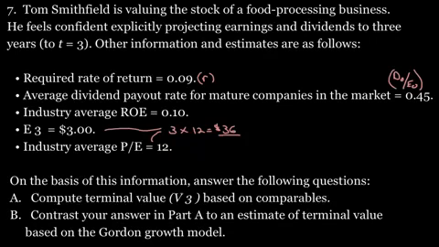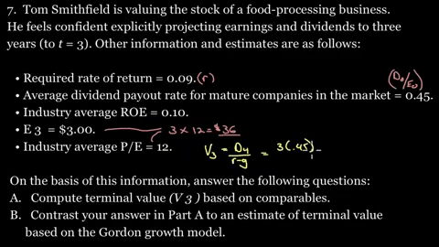Contrast your answer in part A to an estimate of terminal value based on the Gordon growth model. So, what are we going to need here? Well, we're asked to find V3. We know that is D4 over R minus G. So now we have to go looking. Do we have a D4? We do not have a D4. We don't even have a D3. But we do have E3 and a dividend payout ratio. So we know that D4 is going to be D3, which is E3 times the dividend payout ratio, which is $3 times 0.45. There is D4.